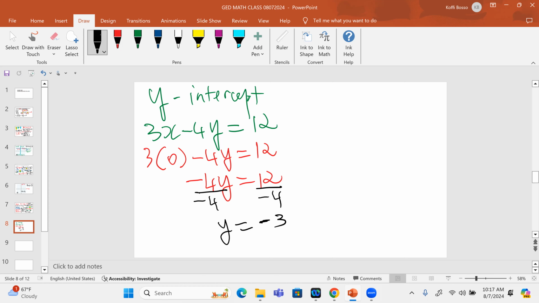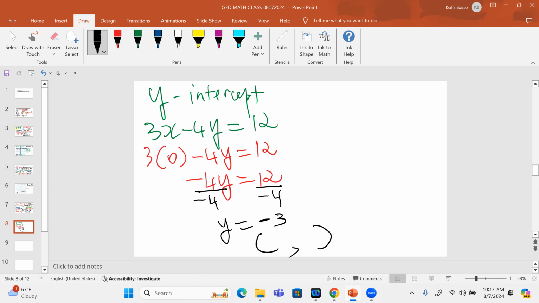Okay, so we have y is equal to negative 3. As a point, what are we going to have? What is the first value, comma the second? Yes, 0, comma negative 3. It's not negative 3, comma 0. It has to be 0, comma negative 3, because again, for the y-intercept, we have the x value as 0, and the y value is what we get for y. So far, so good.